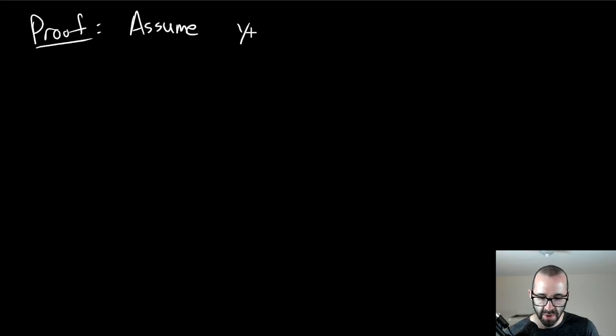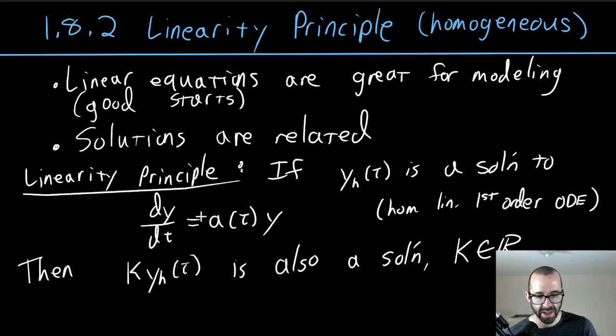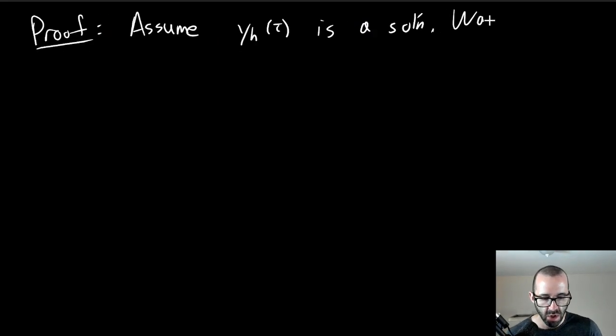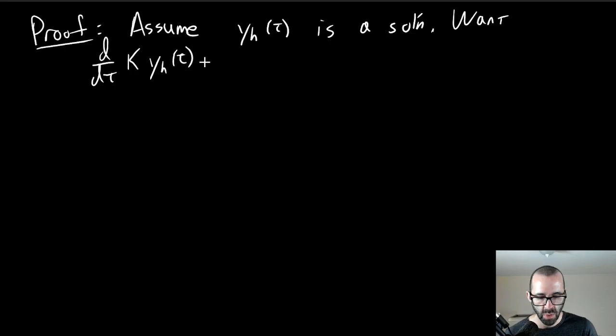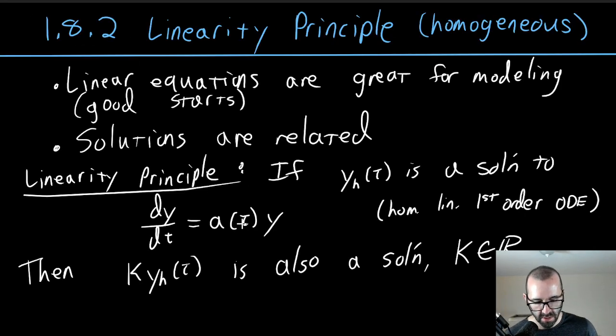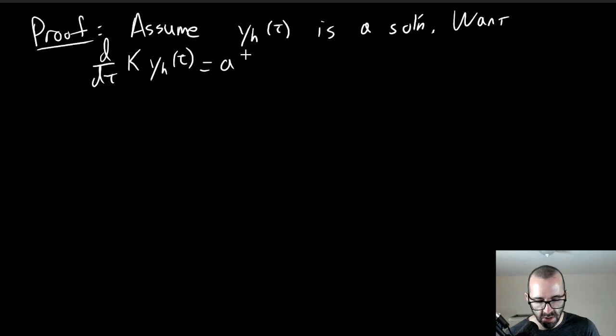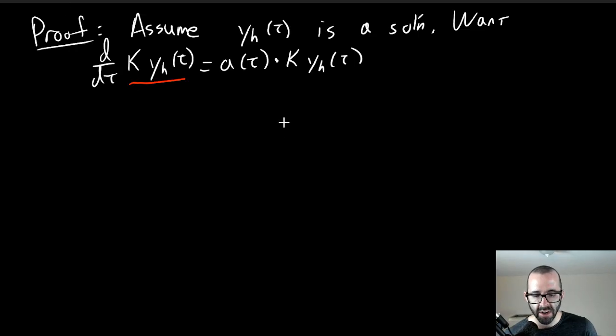So to do that, we're going to assume that y sub h of t is a solution. What does that mean? That means that you plug it in, it makes it equal. So we want k times y sub h of t to be a solution. To do that, we need to show we want this to equal a of t times that solution. If the derivative of a function is equal to a times that function, it's a solution to the differential equation. So let's look at the left-hand side and see if it equals the right-hand side.